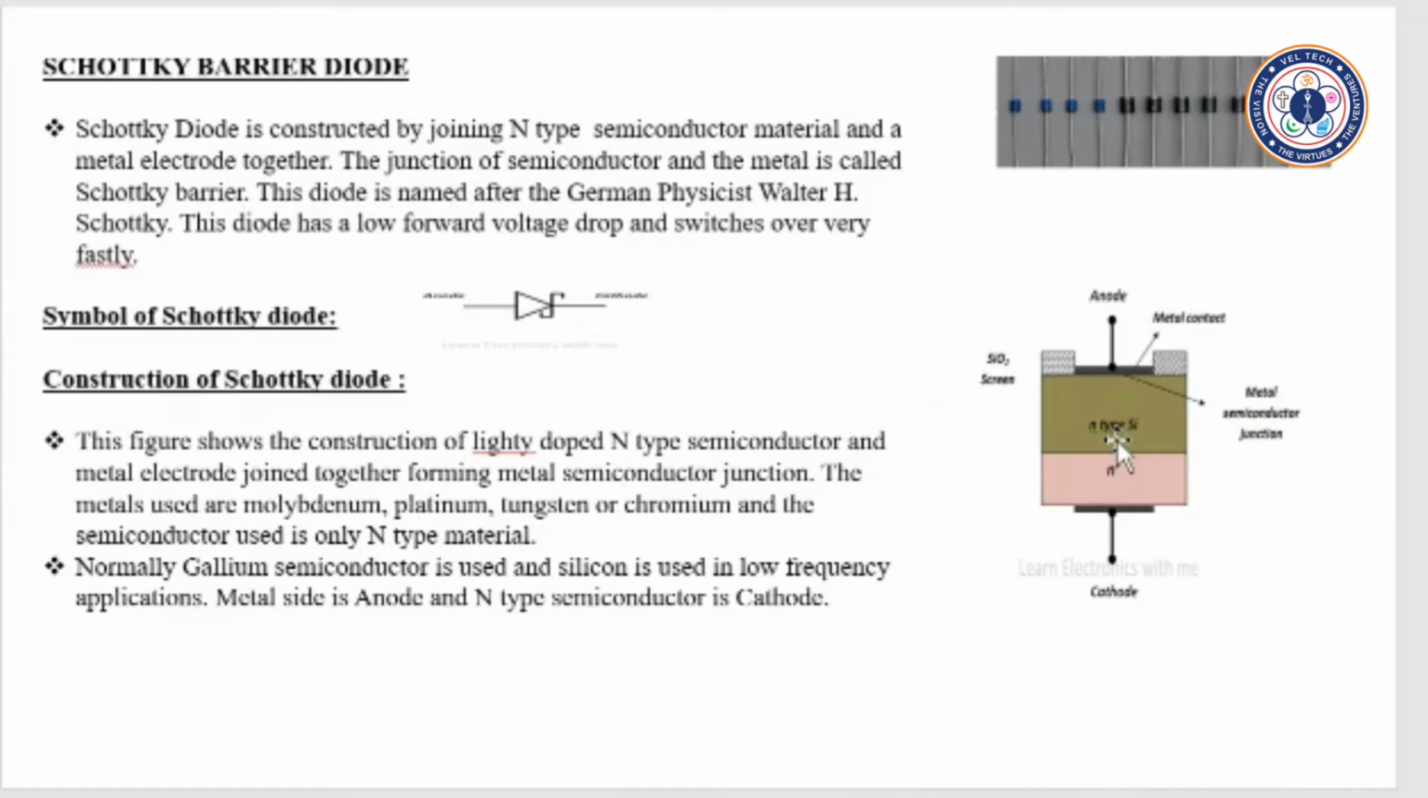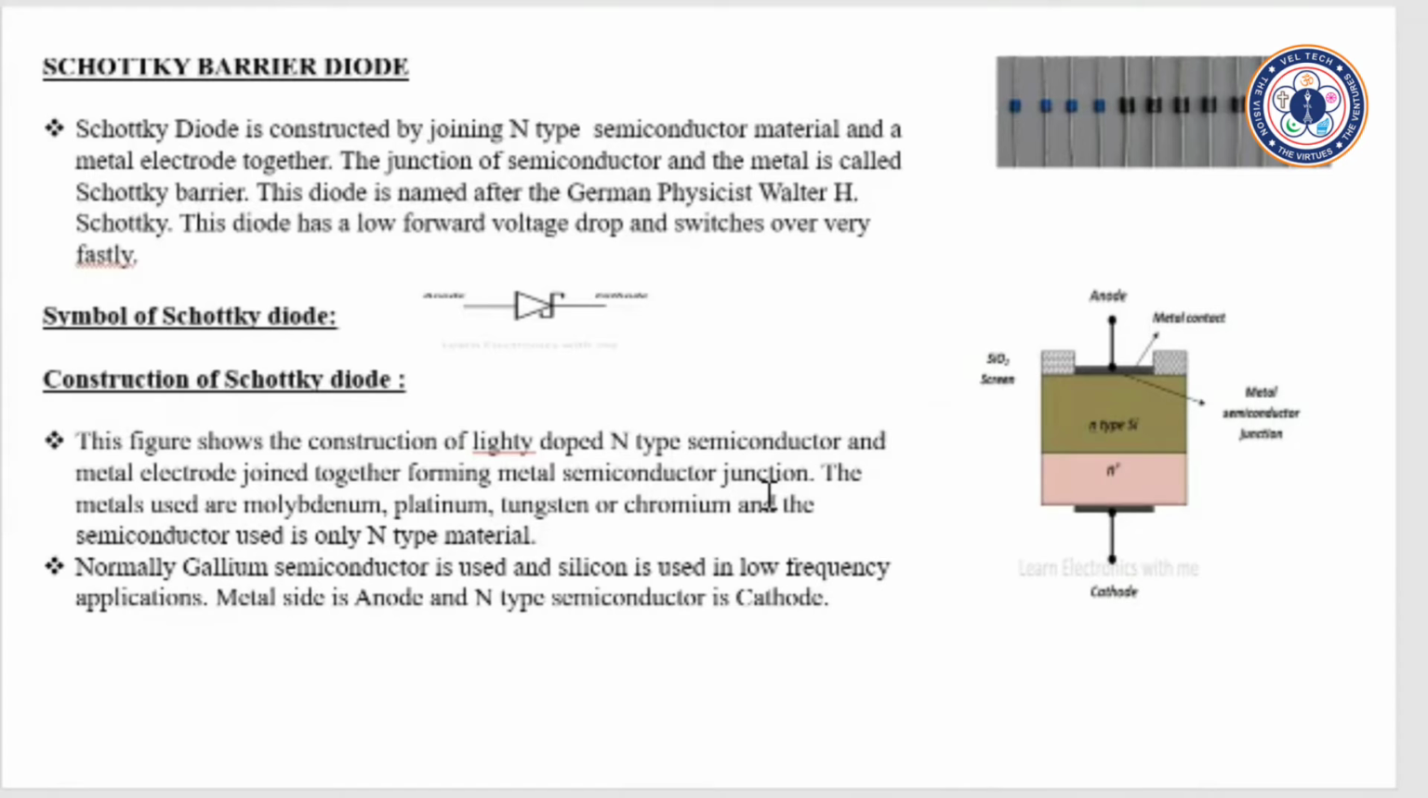The Schottky barrier diode has low forward voltage drop and it switches very fast. This is the symbol of the Schottky barrier diode. In real-time applications, the Schottky barrier diode will look like this.